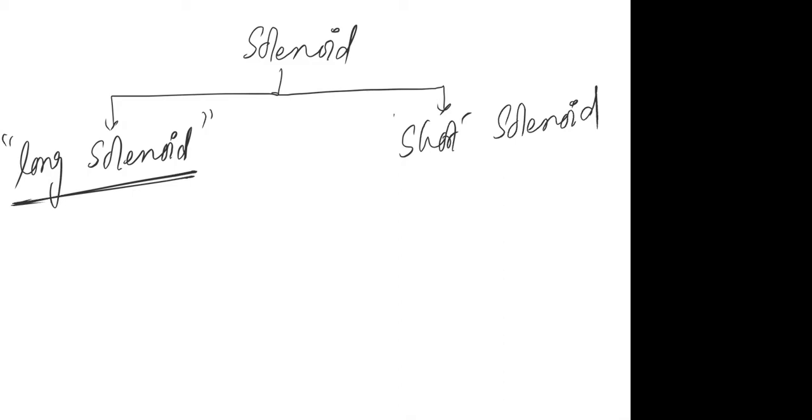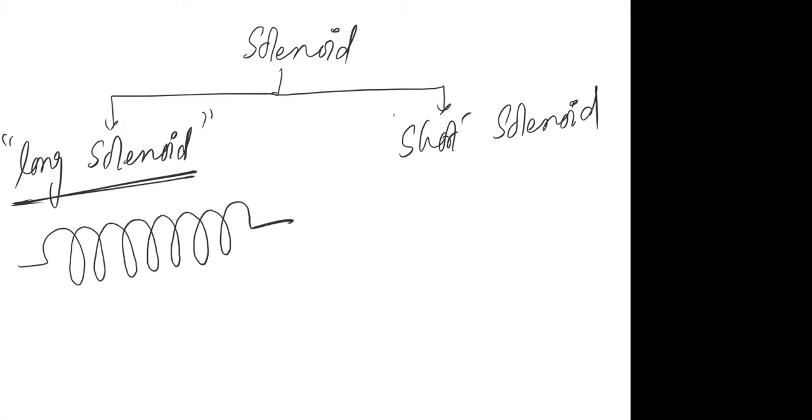So what is the meaning of a long solenoid? Let's say you have a solenoid like this. Obviously it will have some length also. Let the length be L, and there would be a radius of the turns. Let that radius be R. Remember, in a solenoid, the radius of each turn we take to be the same. So the radius of each turn is the same, and the length of the solenoid is L.